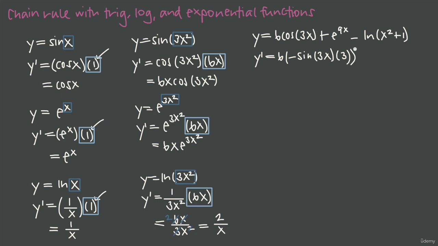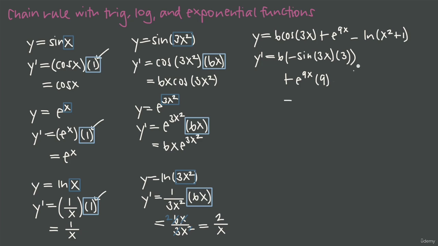So we have to multiply by 3. Then when we take the derivative of e to the 9x, we say that the derivative is e to the 9x, but then we have to multiply by the derivative of the inside function. The inside function is 9x. The derivative of that is 9, so we have to multiply by 9.